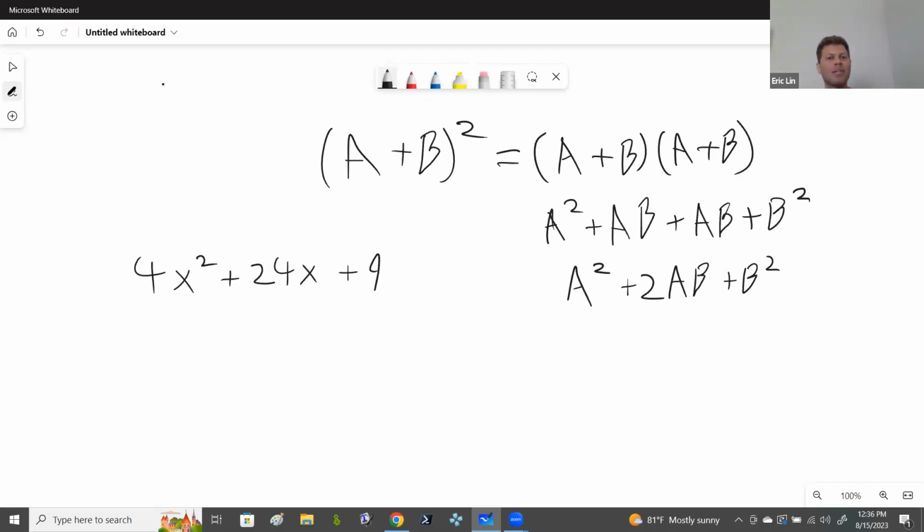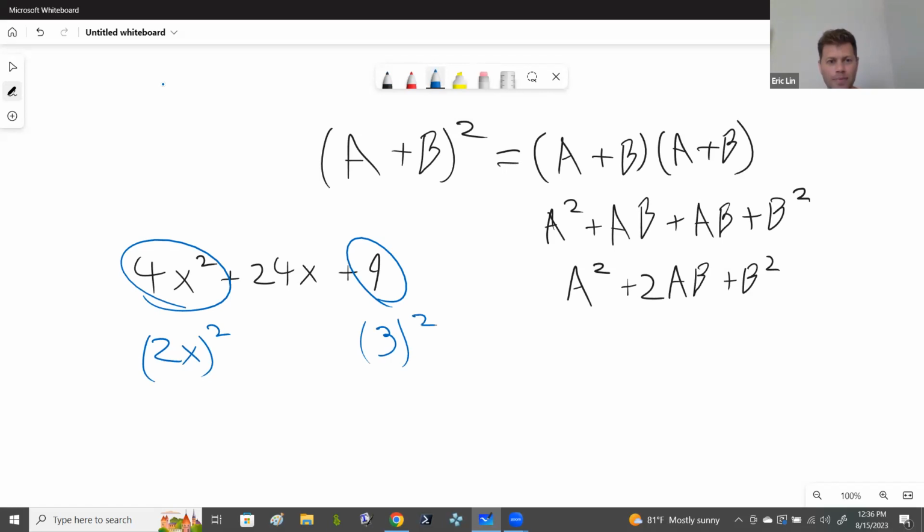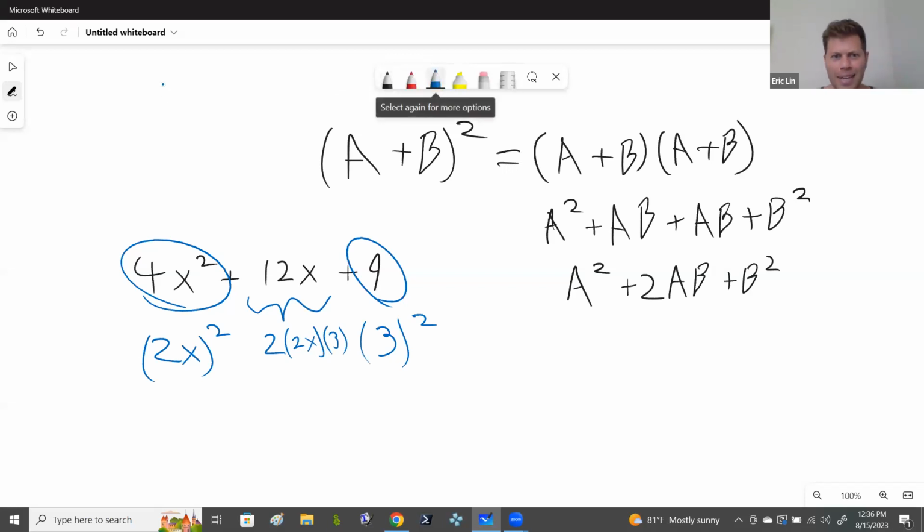All right. So I notice that the first and last terms are in fact perfect squares, right? One is 2x squared, and the other is 3 squared. So the question is, is this thing equal to 2 times 2x times 3? And no, it's not, because I messed up this problem. So 2 times 2x is 4x, times 3 is 12x. Hey, would you look at that? It's perfect. Who would have guessed?